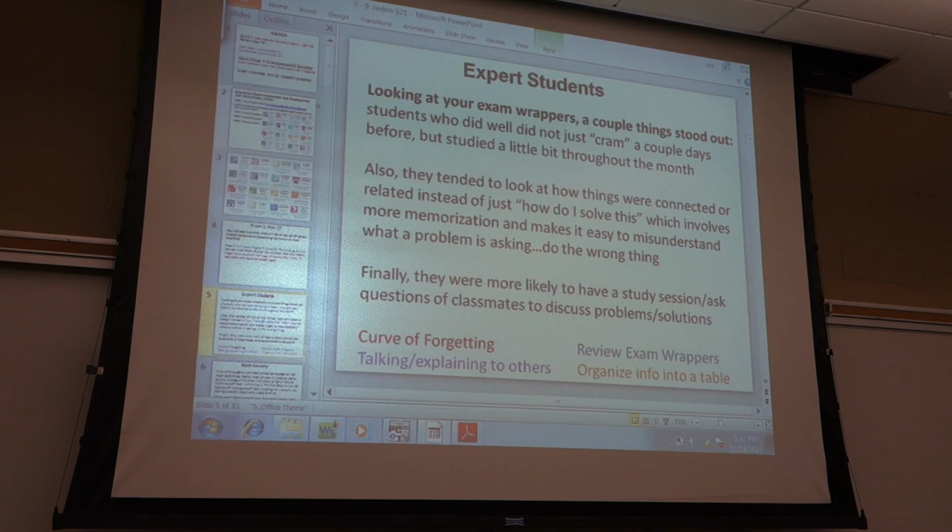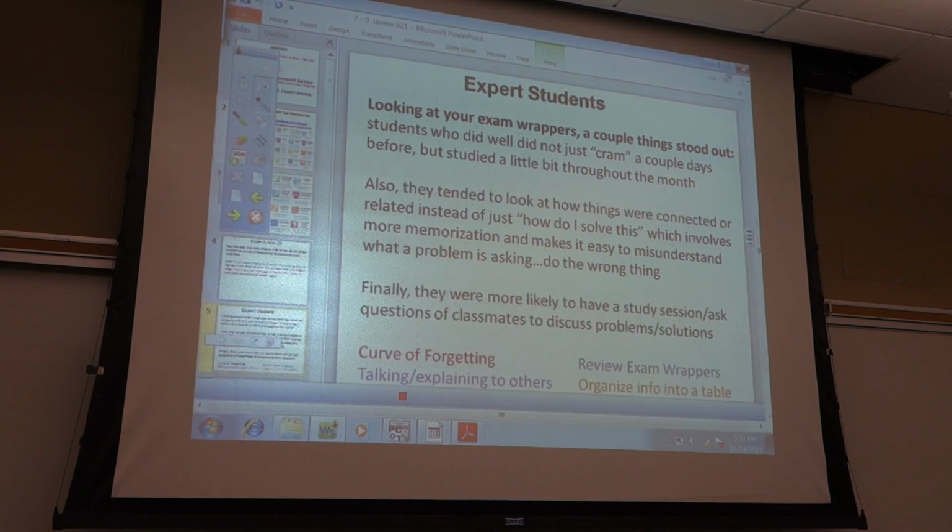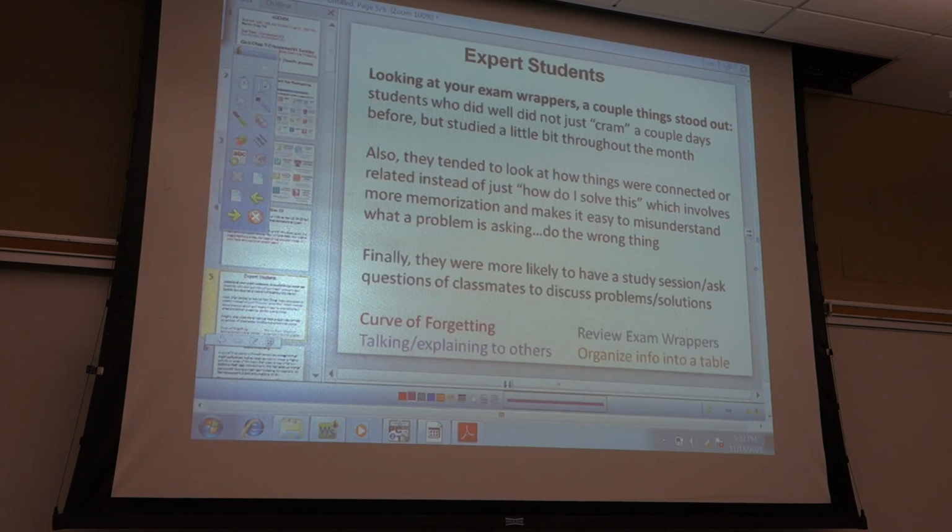So one of my old professors in grad school talked to us about expert students, and expert students tend to do certain things. One of them is they take their exams when they get them back and look at what they did wrong, and then they come to office hours to figure out what they did wrong so they can learn for next time, right? Another thing they do is they don't just cram a couple days before exams. They study a little bit throughout the month as they learn things.